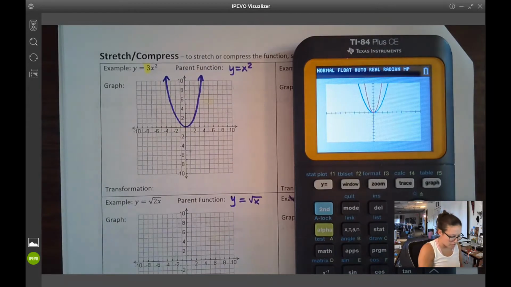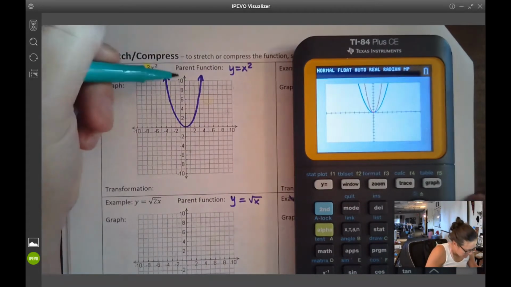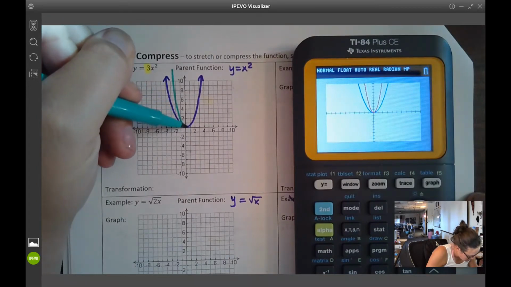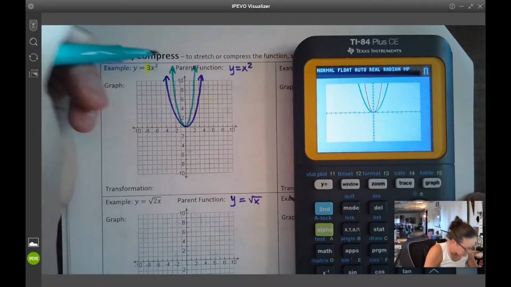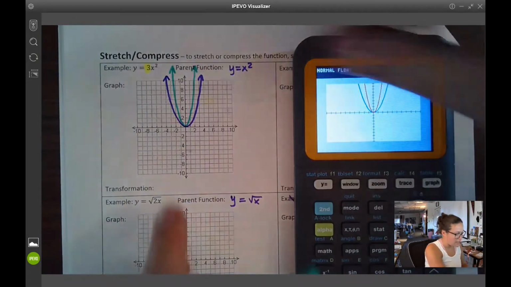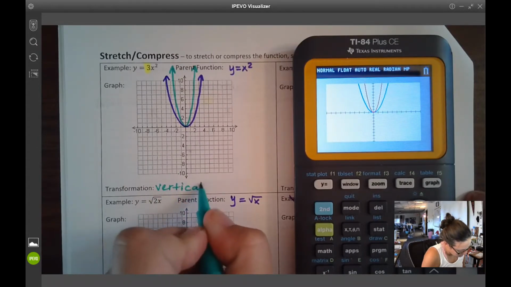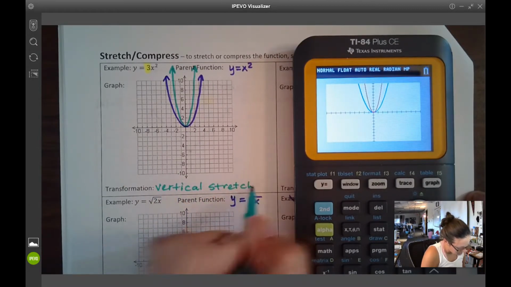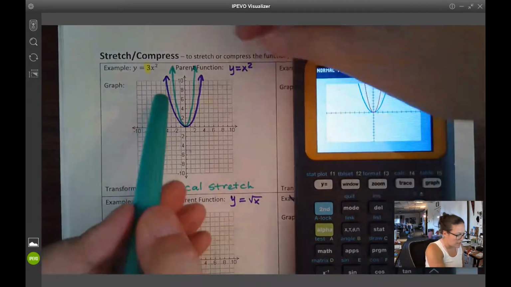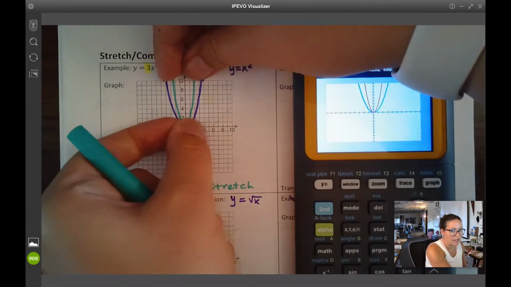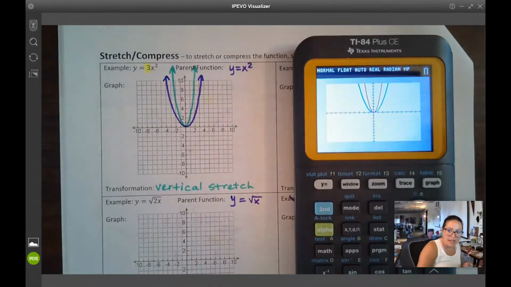Okay, so it almost looks like it's skinnier, right? What is actually happening, so let's sketch that. We call this a vertical stretch. So imagine that I were to grab the ends of the parabola and pull it up and down. It's going to get taller faster, and it's going to look like it's skinnier, right? We're stretching it this way. So we call that a vertical stretch.